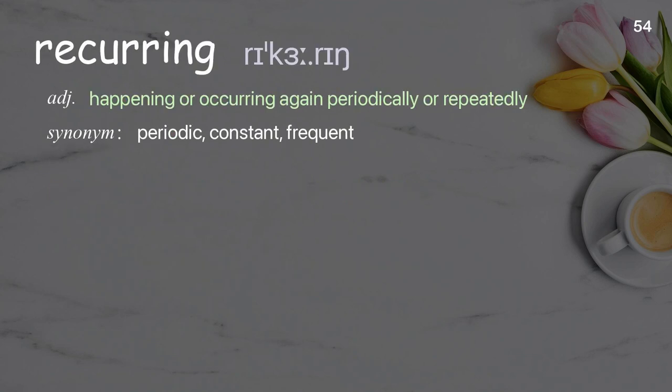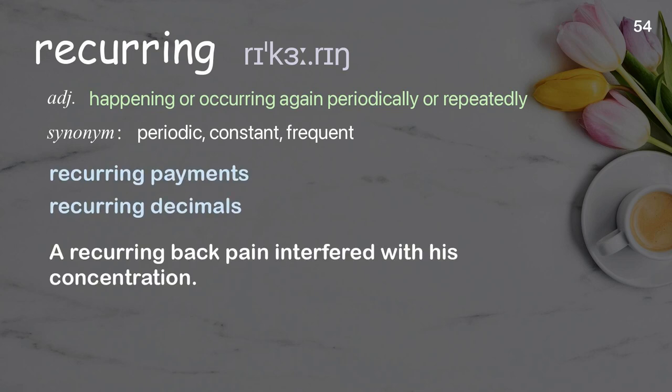Recurring: happening or occurring again, periodically or repeatedly. Examples: recurring payments, recurring decimals. A recurring back pain interfered with his concentration.